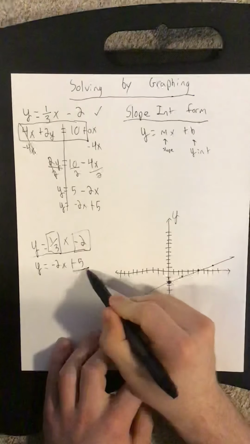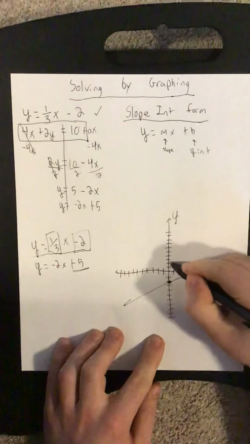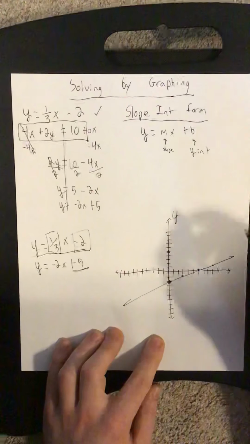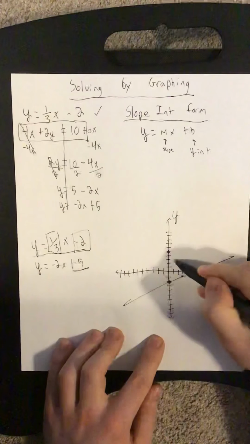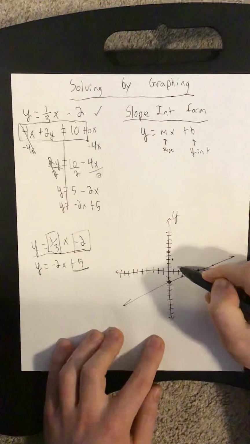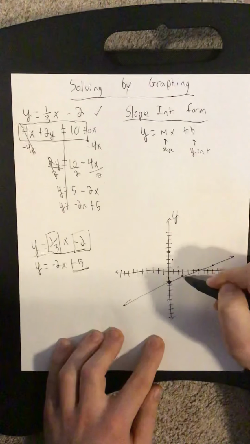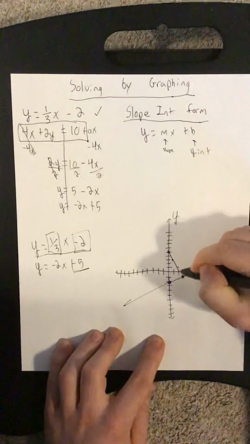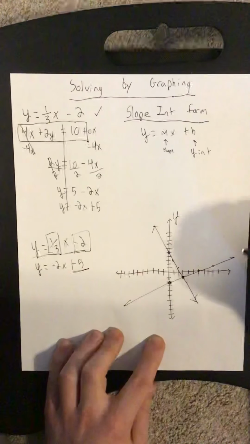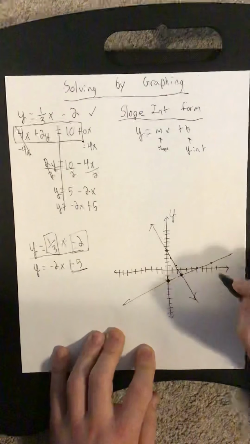Our second one, our starting point, says to start at 5 on the y-axis. That's our y-intercept. And then go down 2 over 1. Down 2 over 1. Down 2 over 1. Looky there, we found the point where the two lines are going to cross. So that is the whole goal of this, is to see where the two lines cross.